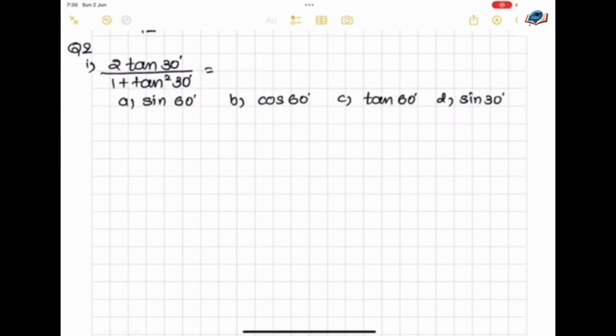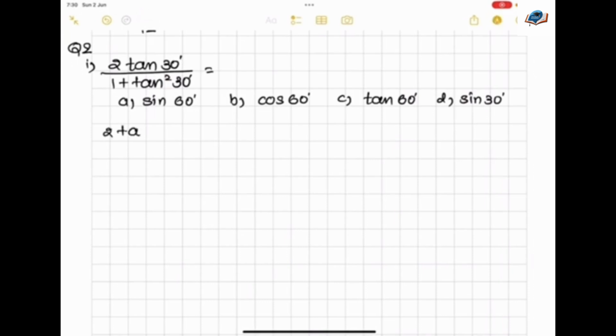Now question 2, first one says 2 tan 30 whole upon 1 plus tan square 30 degree will be equal to sin 60, cos 60, tan 60 or sin 30. You have to find the correct alternative.